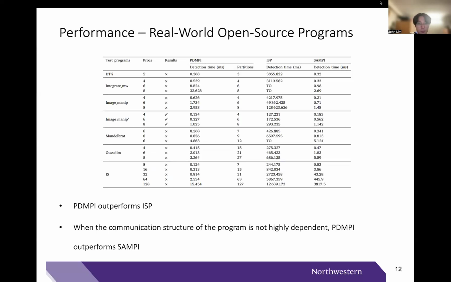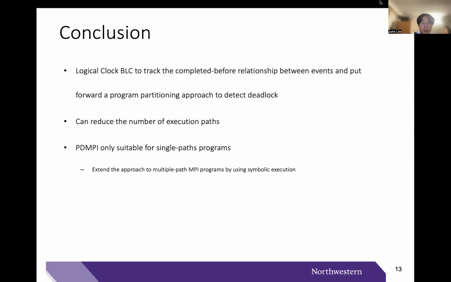What this means is, here we said the communication structure of the program is not highly dependent. This means that we would have a lot of partitions, meaning that the search space for each partition would be even smaller, which allows PDMPI to outperform SAMPI.